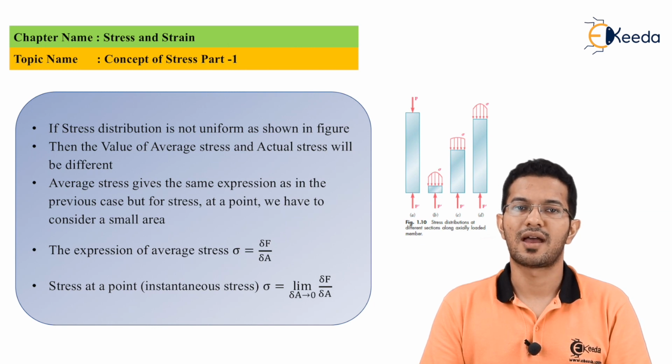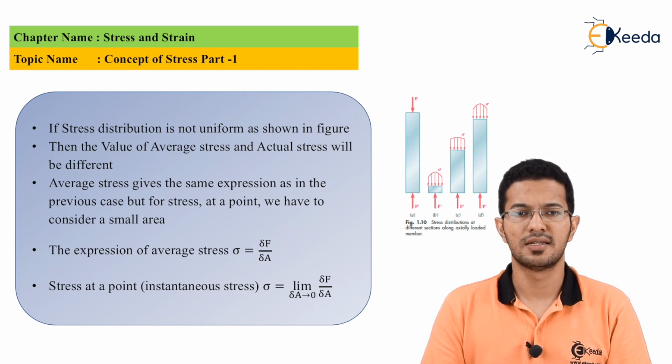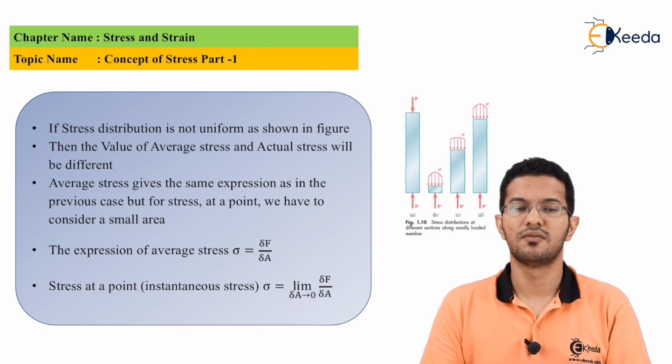The above expression is for average stress. To define the instantaneous stress at a point, we must apply a limit, that is, delta A approaches zero. Hence, mathematically, instantaneous stress is defined as sigma is equal to the limit as delta A tends to 0 of delta F upon delta A.